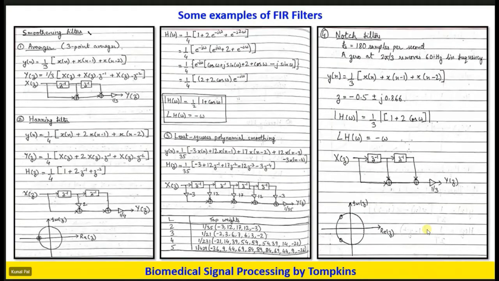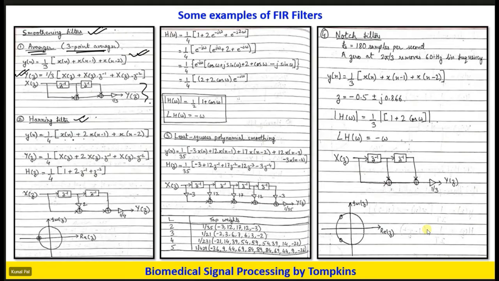So smoothening filters, so the averager, the 3-point averager. We have just seen how to design a moving averaging filter like this, and this is the Z transform equation of the 3-point averaging system, and this is the realization.